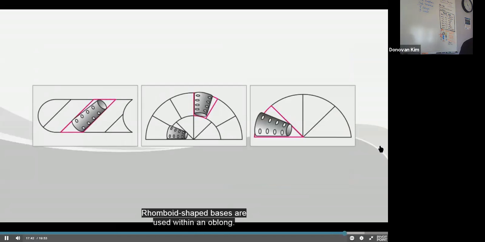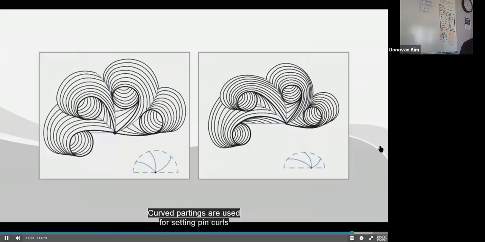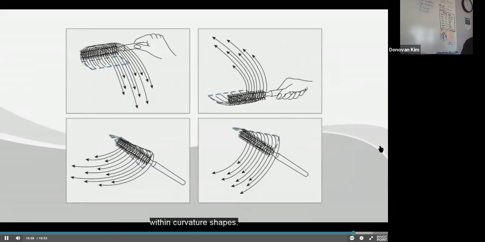Rhomboid-shaped bases are used within an oblong. Trapezoid-shaped bases are used in the outer portion of an expanded circle, and triangle-shaped bases are used within a half circle or half oval. Curvature volume and indentation tool positions include on-base, under-directed, half-off-base, and off-base. Curved partings are used for setting pin curls within curvature shapes. When air-forming volume or indentation, it is the position, direction, and continual motion of the brush that control the amount of volume or indentation achieved.